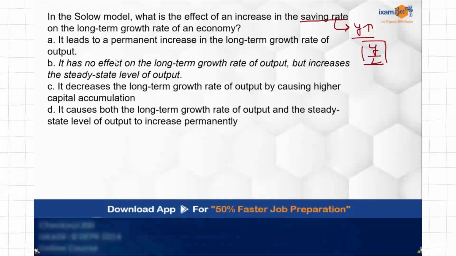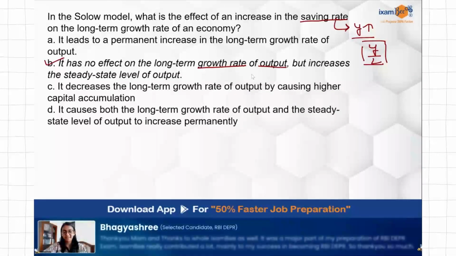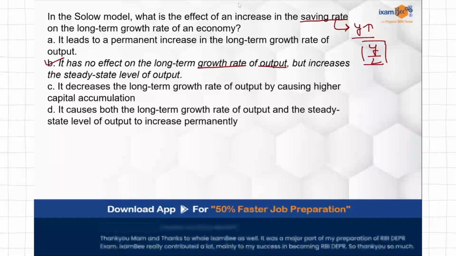So this is the correct option, because it says that it has no effect on the long-term growth rate of output. Once you have reached the new steady state, then again the growth rate of Y by L is constant, right? It is not changing, right? But it increases the steady-state level of output. So this should be the correct option.